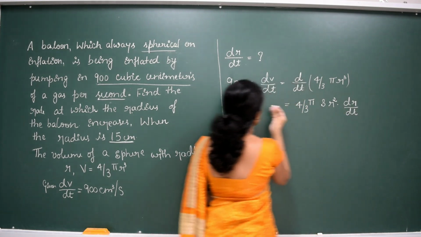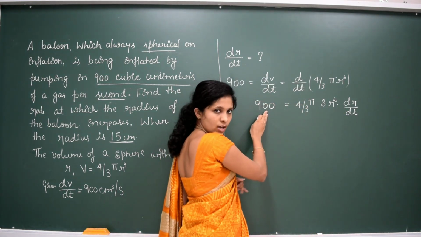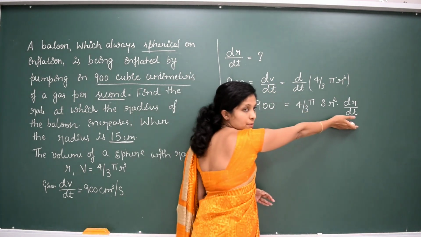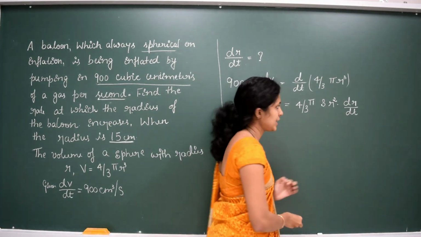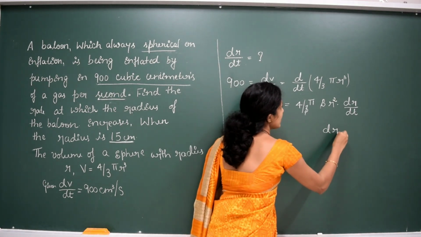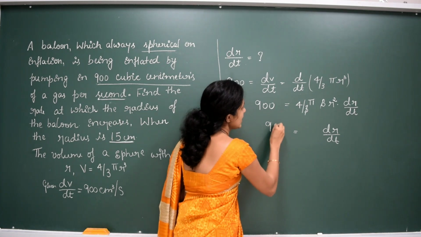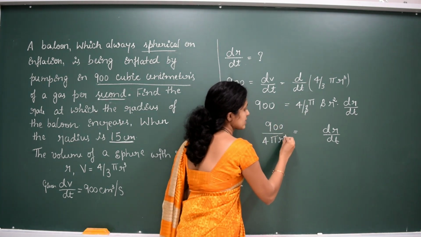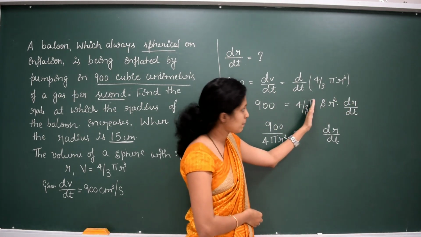Is it clear? So here we got 900 is equal to, you are not supposed to differentiate this one, okay, because dV by dt is given. So only you differentiate the right hand side. So now by this we need the value of dr by dt. Here 3 and 3 will get cancelled, right? So dr by dt is equal to 900 divided by 4 pi r square. Is it clear? dr by dt is equal to 900 divided by 4 pi and r square.